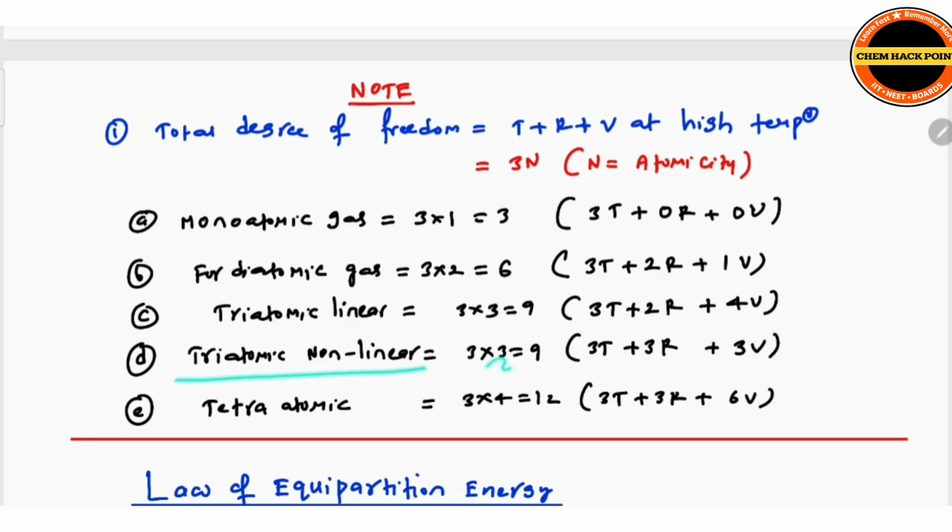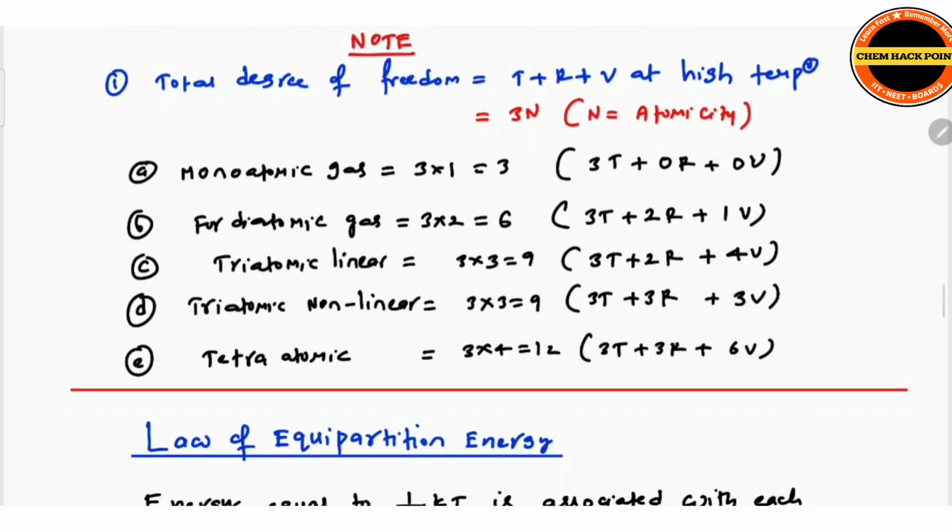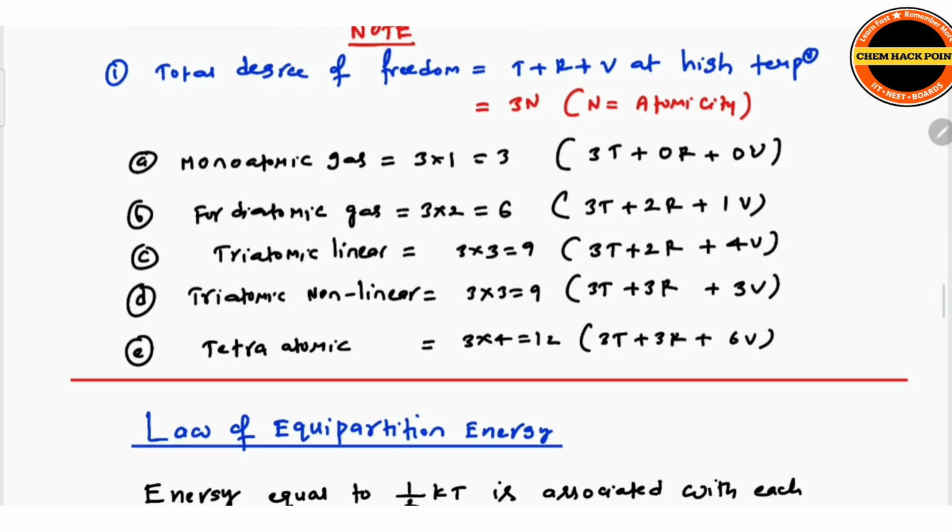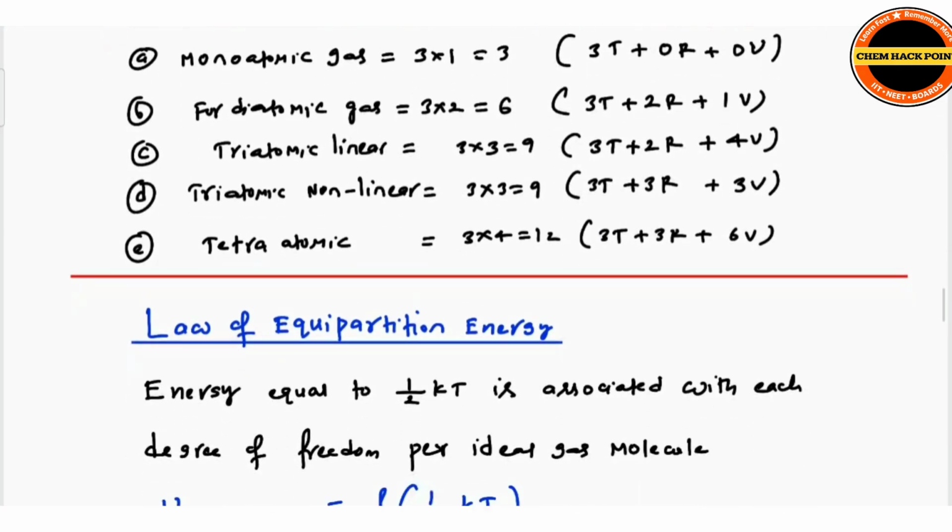Triatomic non-linear, 3 into 3, 9 here. Overall you get 3 translational, 3 rotational. See, maximum translational and rotational are only 3 and 3, and whatever is left over is vibrational. Tetraatomic, total 12. So 3 translational and 3 rotational at maximum, remaining all vibrational degrees of freedom. In JEE Advanced, high temperature is mentioned if required, otherwise we consider normal low temperature only.